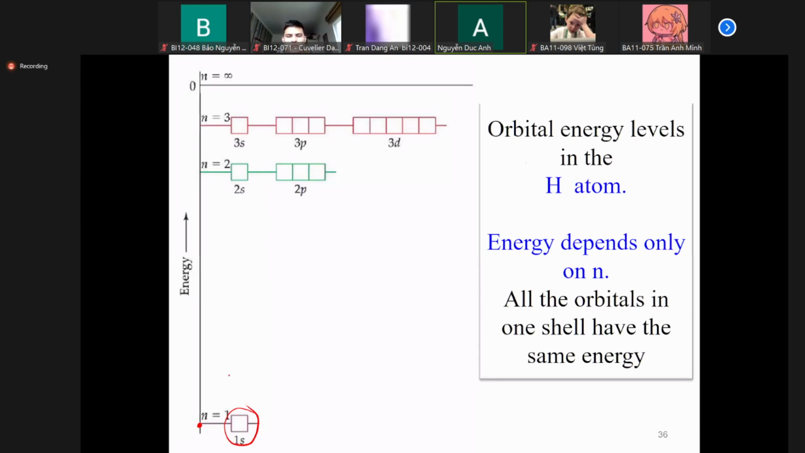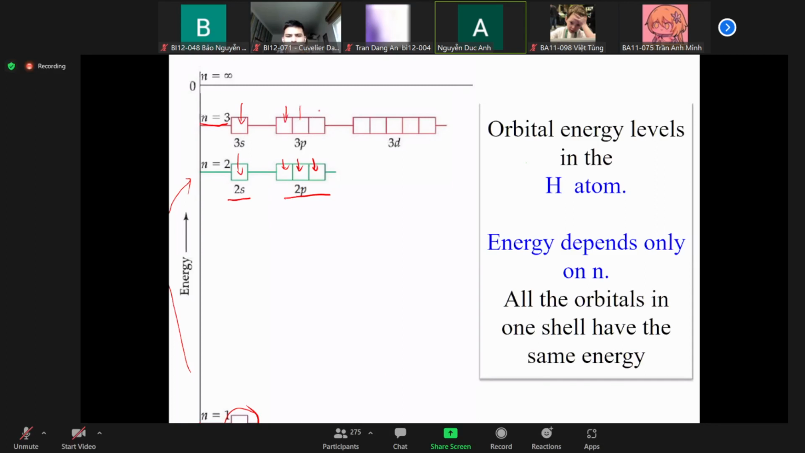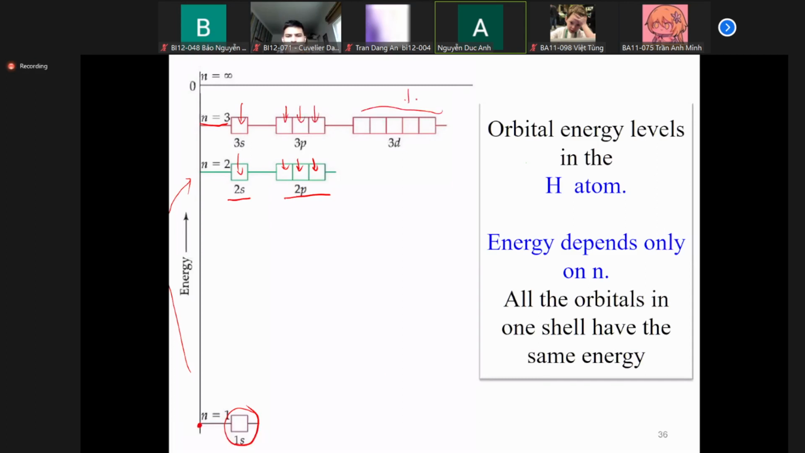If you continue to n equal to 2, now you will have one 2s orbital and three 2p orbitals, with one square box and three other square boxes. For n equal to 3, you have one 3s, three 3p, and five 3d. So this is an easier way to define the structure of the electrons around the nucleus of atoms.